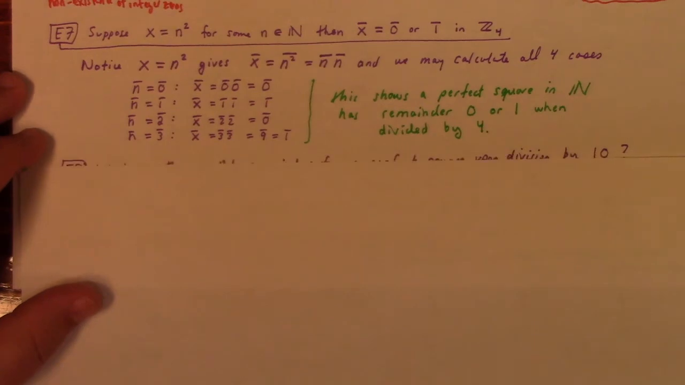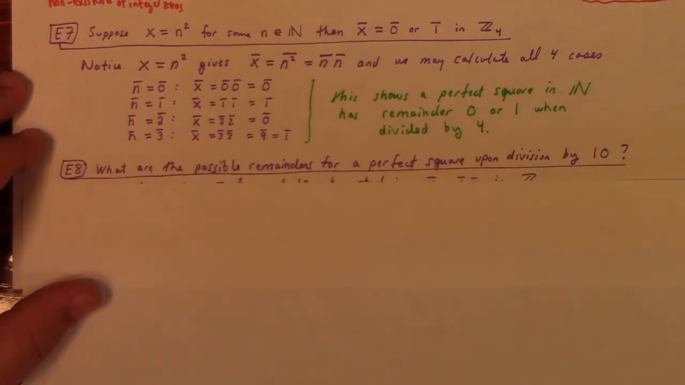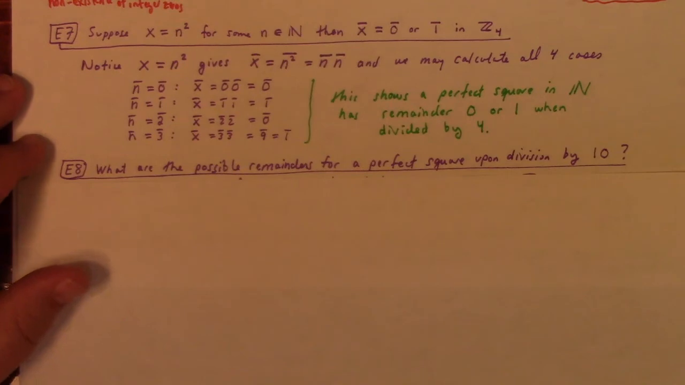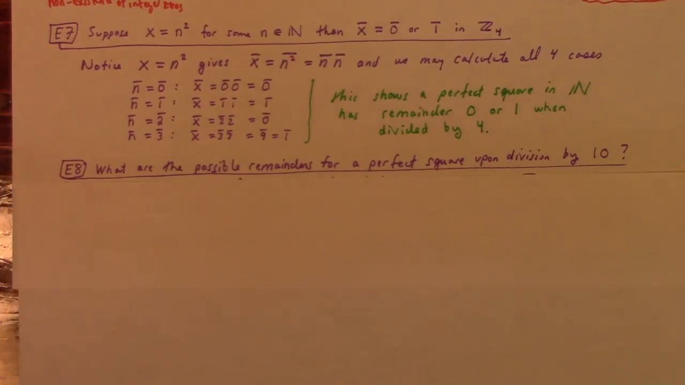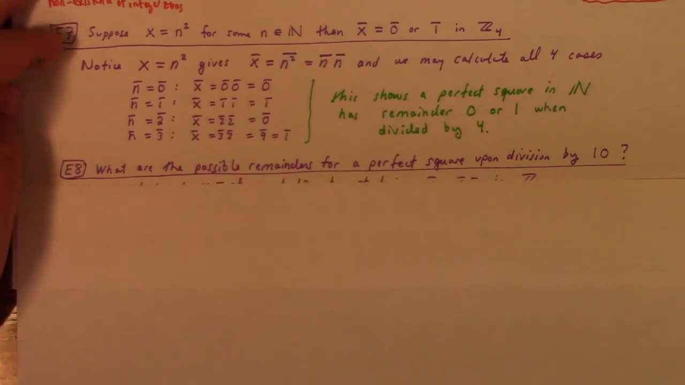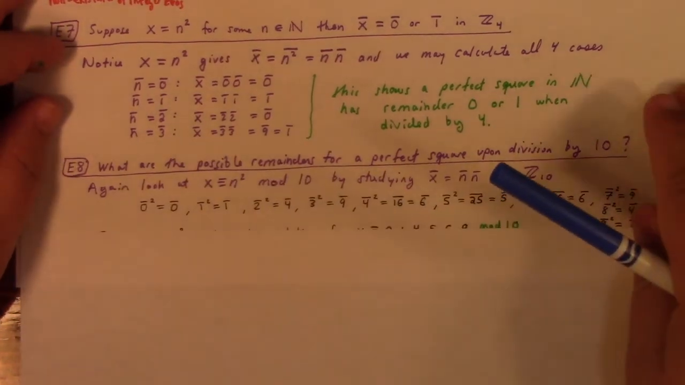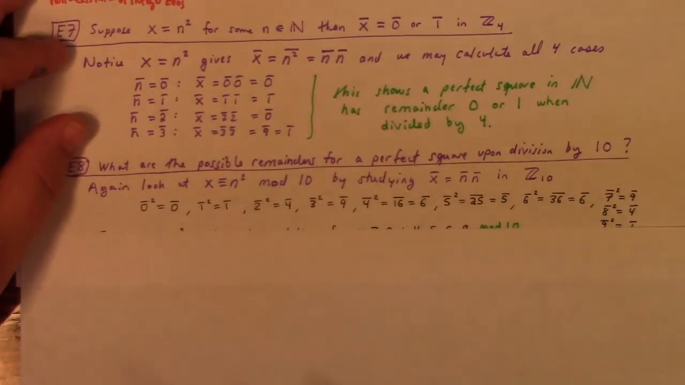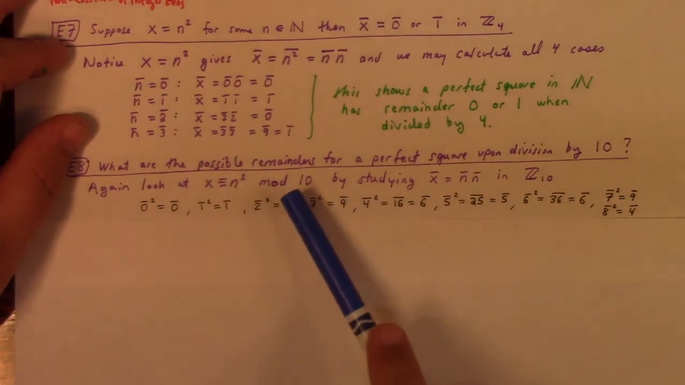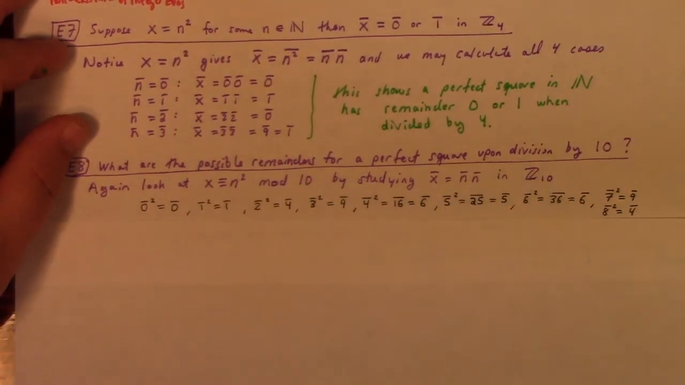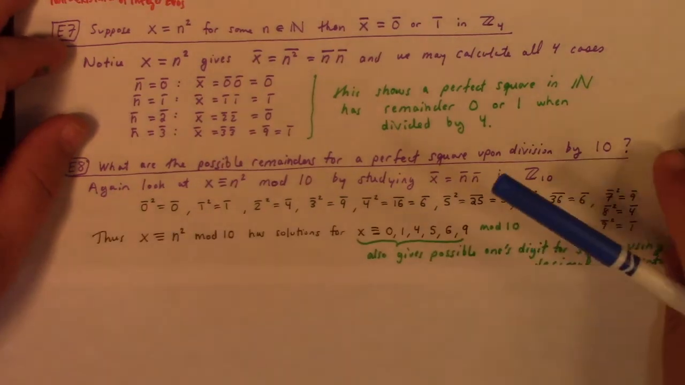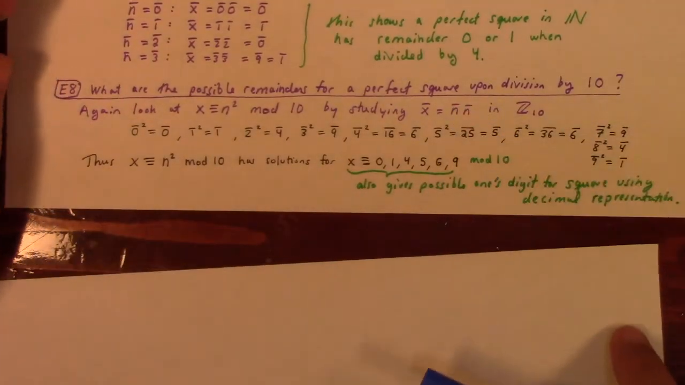So here's a different question. What are the possible remainders for a perfect square upon division by 10? In other words, what are the possible ones digits for a decimal number which is a perfect square? We'll look at x congruent to n squared mod 10 by studying x bar equals n bar squared in Z10.